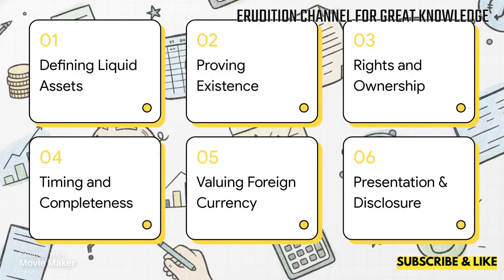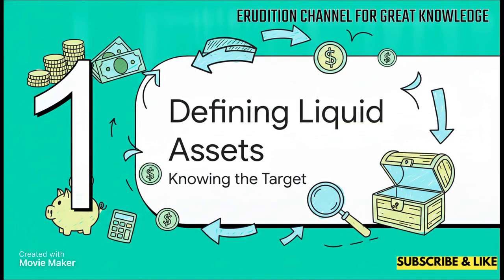Here is our investigator's roadmap for this explainer: defining liquid assets, proving it actually exists, rights and ownership, timing and completeness, valuing foreign currency, and finally, presentation and disclosure. Let's get to it. Okay, step 1, defining liquid assets, knowing the target.